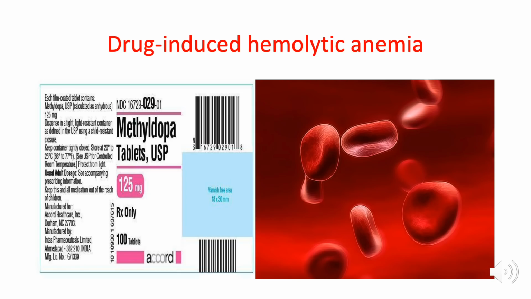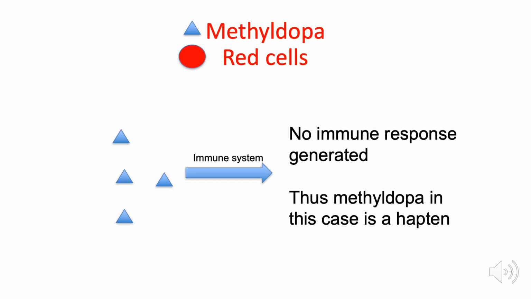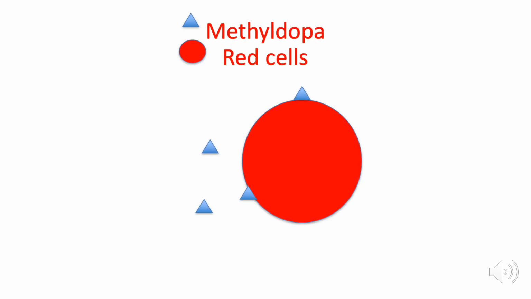Methyl dopa is one of the antihypertensive medications. It has low molecular weight, thus it will never make the immune system generate immune responses against it. The problem with methyl dopa is that it has affinity to the membrane of red cells. And why do you think it's important to take note of that? Methyl dopa, since it is a hapten, if introduced into the immune system, will not generate any immune response. But the methyl dopa can coat itself around the red cells. The red cell now will serve as a carrier, giving the methyl dopa the size enough for it to become immunogenic.